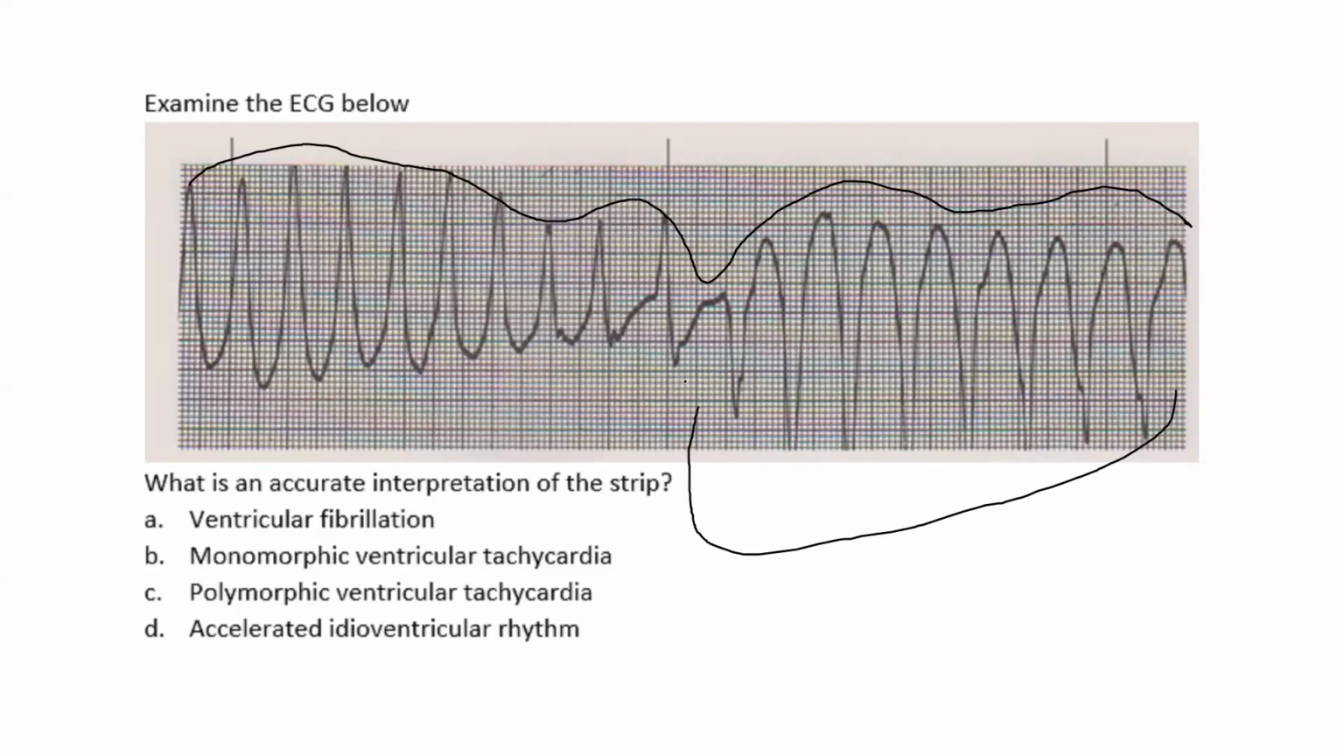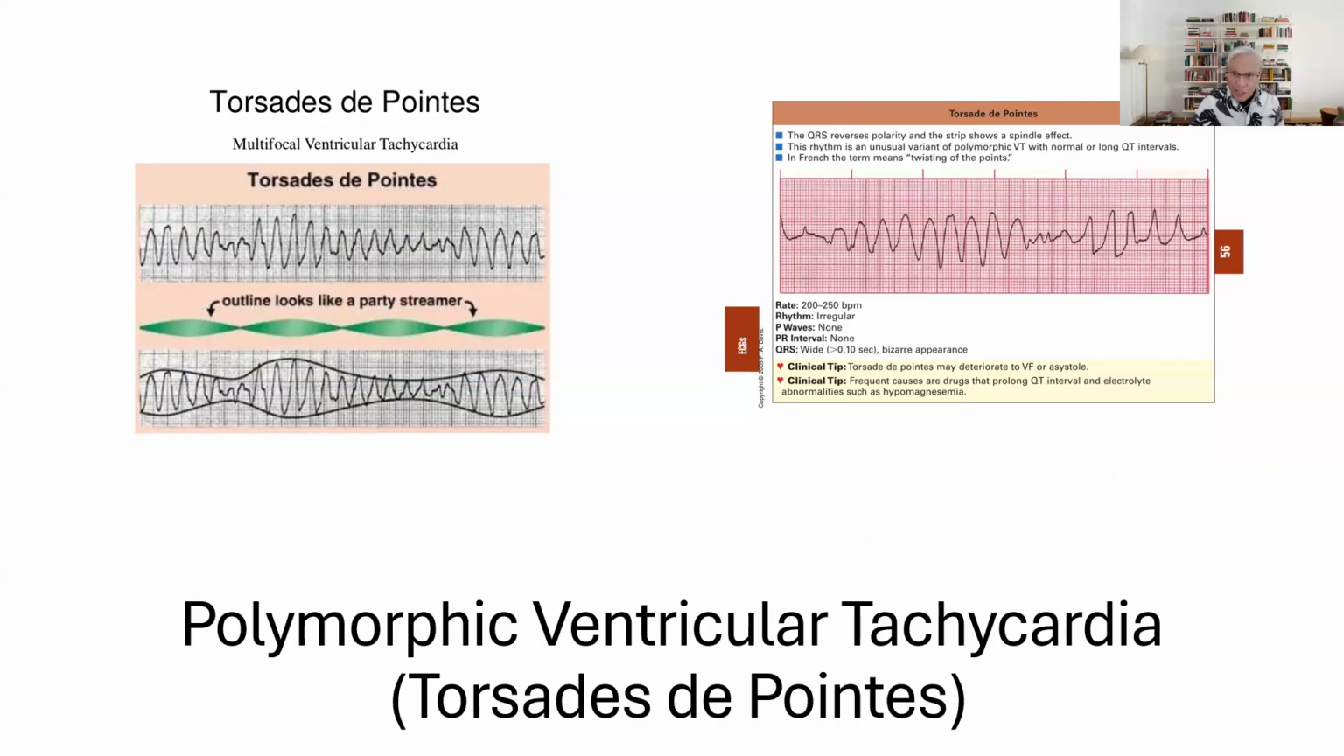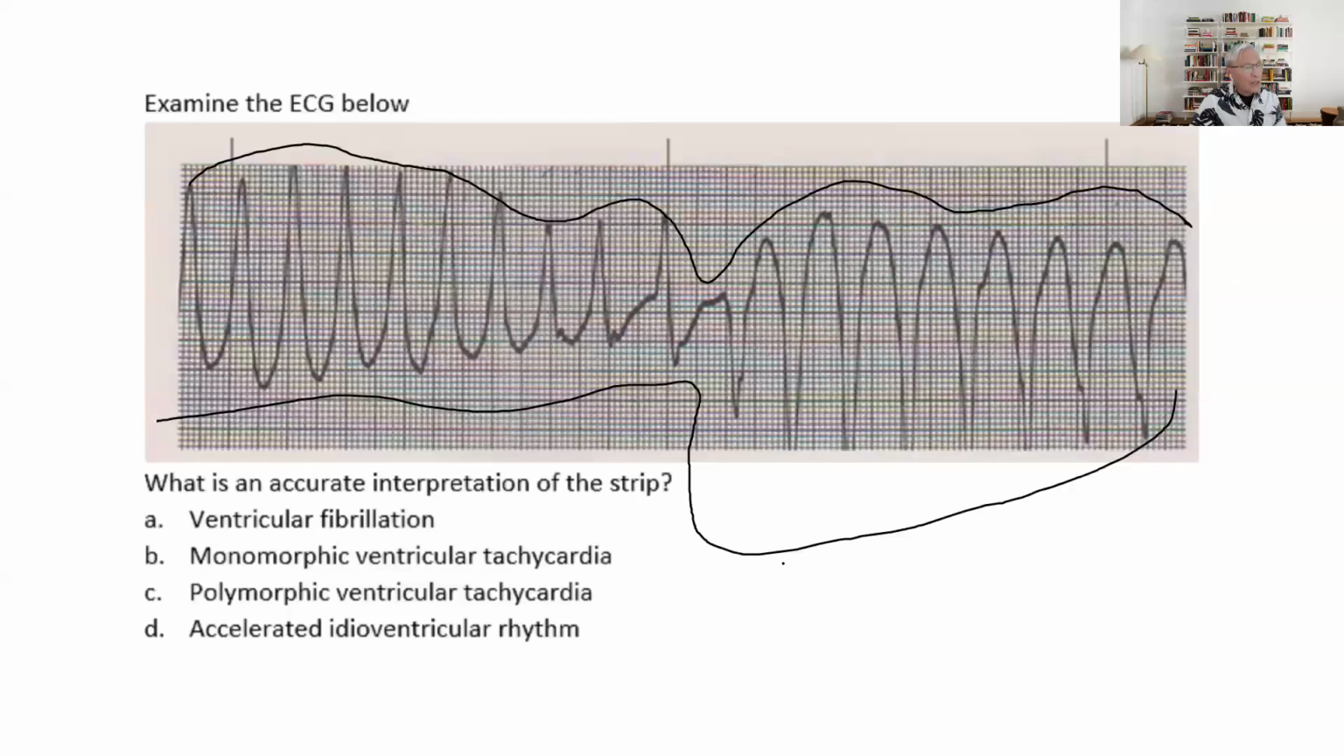Looks like torsades de pointes. Torsades de pointes, of different heights, right? Of different points or directions. So this is torsades de pointes. So the treatment of torsades de pointes is that you're going to defibrillate the patient because the patient is RIP. Okay? All right, over here, what is an accurate interpretation of the ECG strip?